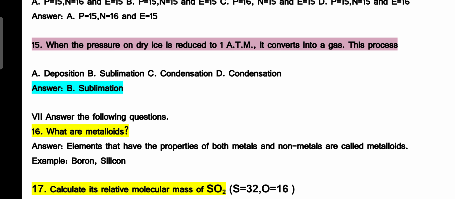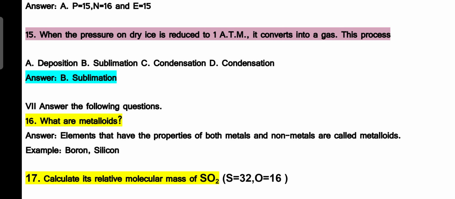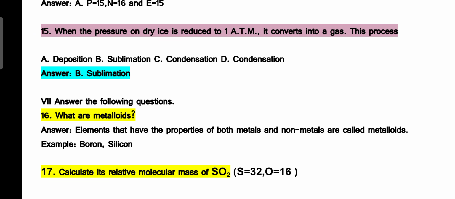Question number 15. When the pressure on the dry ice is reduced, it converts into a gas. This process is called sublimation. Now let us consider other processes also. The deposition is the opposite of sublimation. That means the gas is converted directly into the solid form. If we take condensation, condensation is the cooling of the vapor into the liquid form.